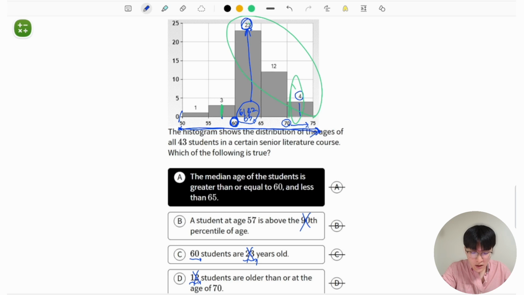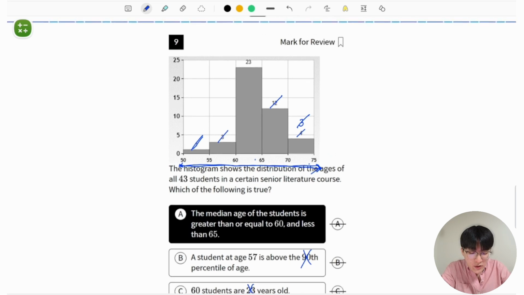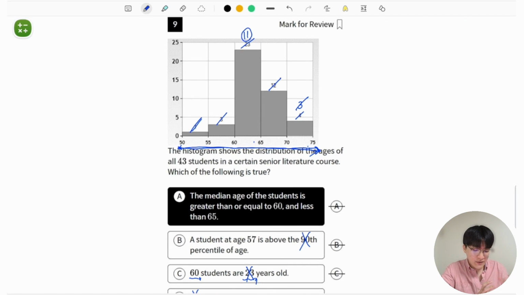Answer choice A, the median age of the students is greater than or equal to 60 and less than 65. Now let's take a look. How do we find the median value? We want to find the median value by finding the middle man. So we want to start eliminating from left and right. So 1 value here, there's 4 value here, so there's 3 left now. 3 value, both gone. We take away 12 value, and if we could take away 12 value, then we have 11 values still in the 60 to 65 age zone, and the inside of there would be our median, and therefore this answer choice works.